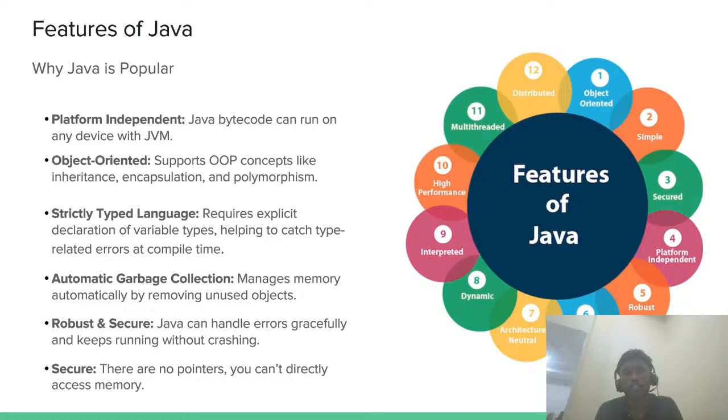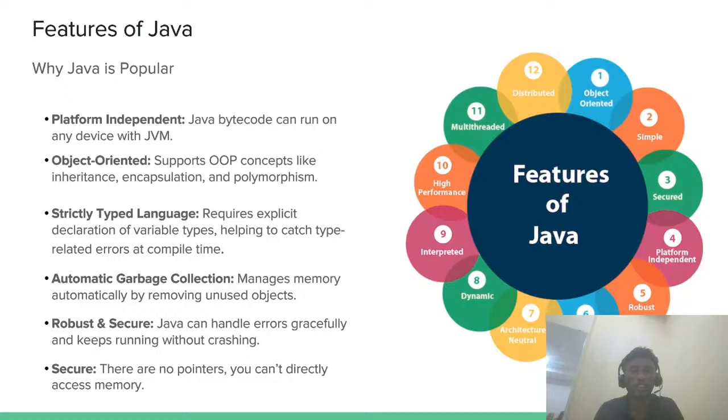For example, if you want to book a flight ticket, you can book online or offline. In Java, you can write code in any platform and run it anywhere.